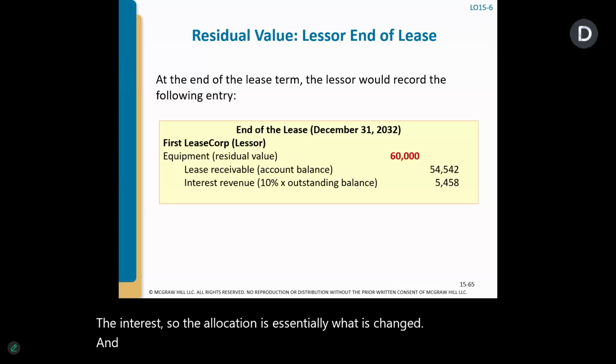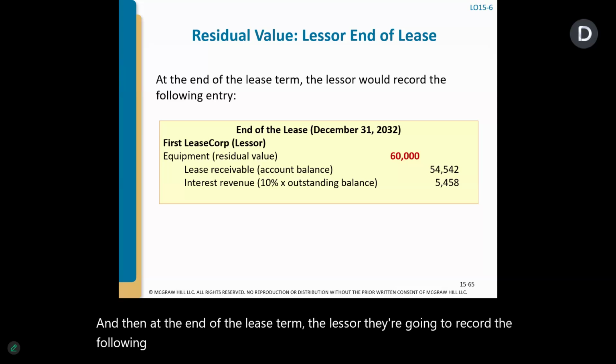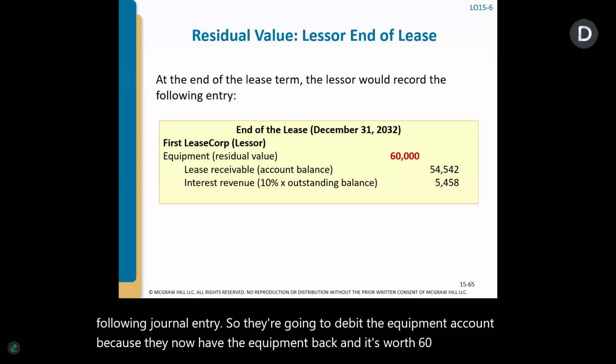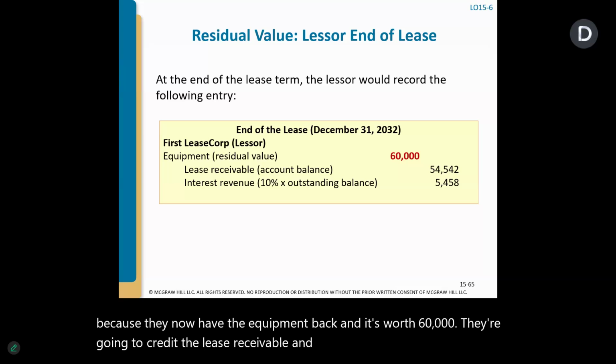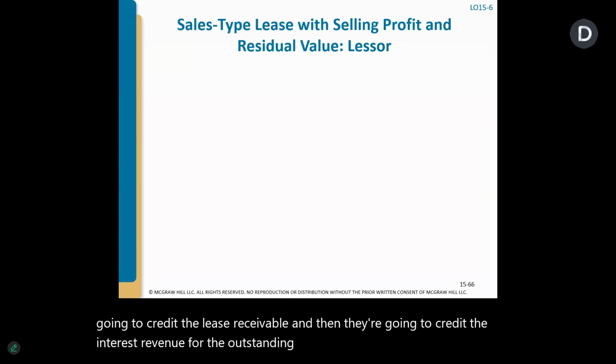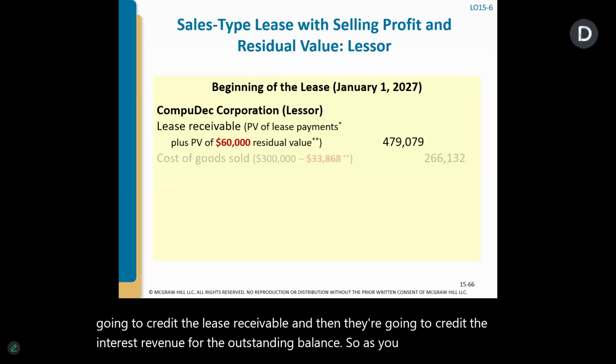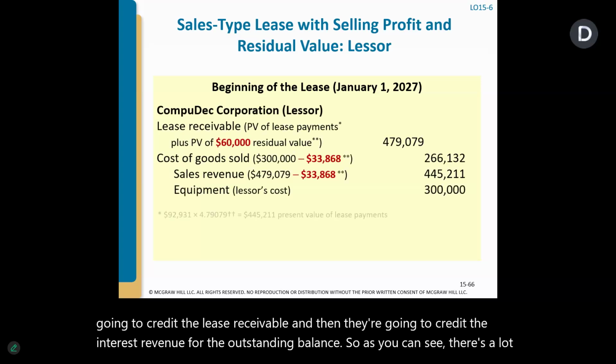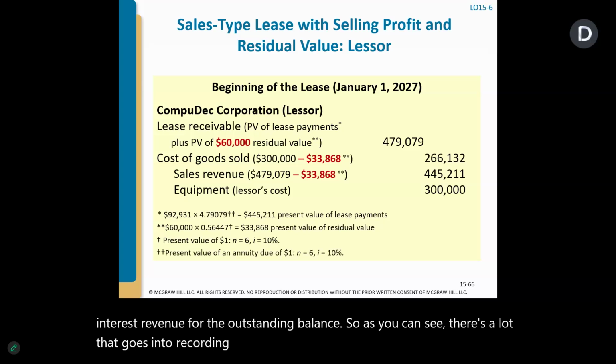And then at the end of the lease term, the lessor is going to record the following journal entry. They're going to debit the equipment account because they now have the equipment back and it's worth 60,000. They're going to credit the lease receivable, and then they're going to credit the interest revenue for the outstanding balance. So as you can see, there's a lot that goes into recording leases.